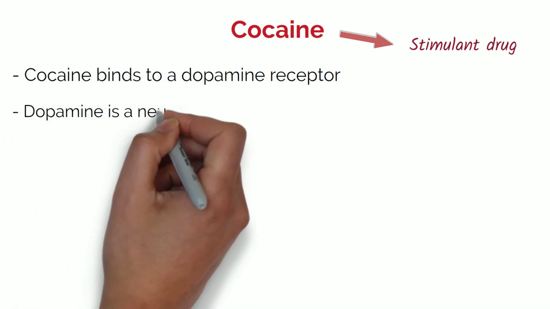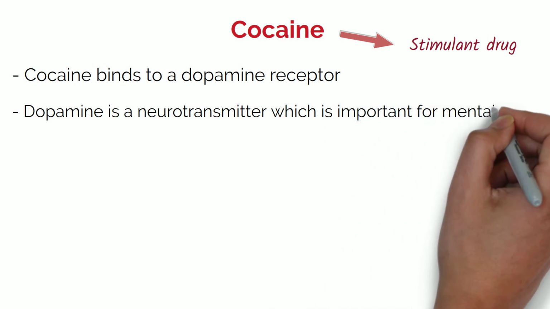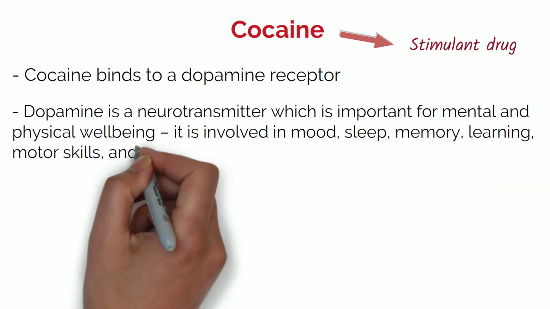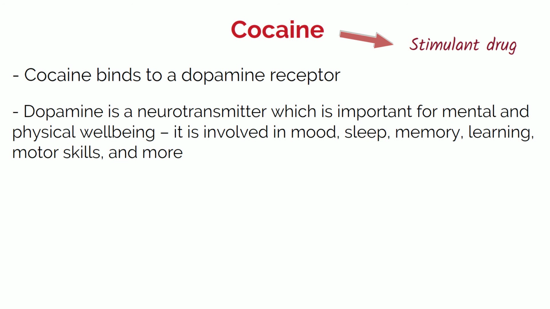Dopamine is a neurotransmitter which is important for mental and physical well-being. It is involved in mood, sleep, memory, learning, motor skills, and much more. So it's fair to say that it's quite an important chemical.